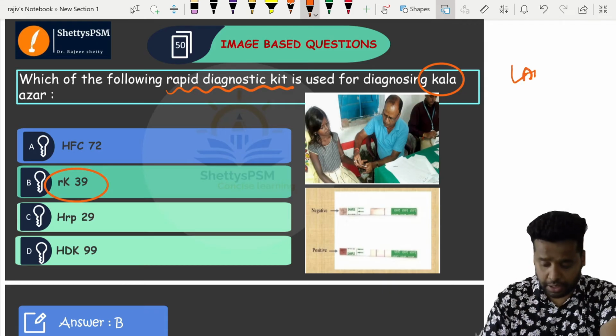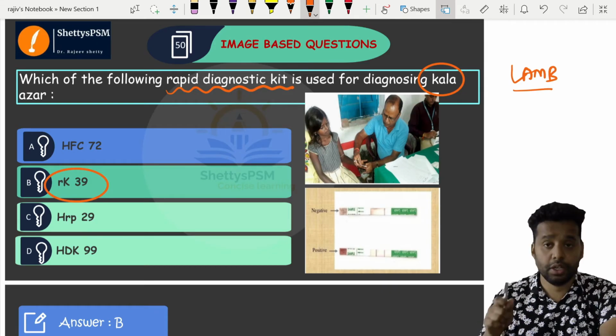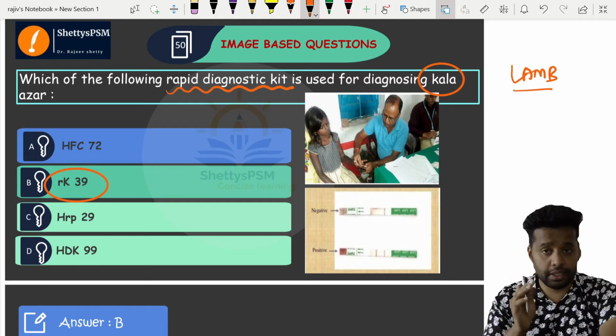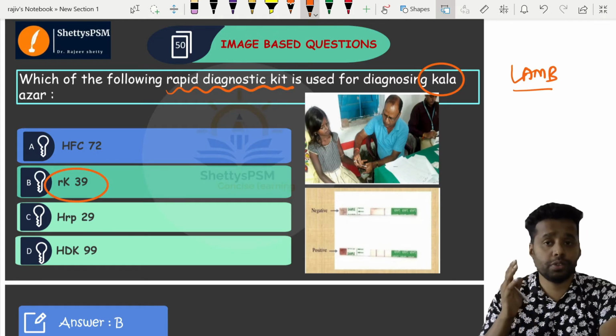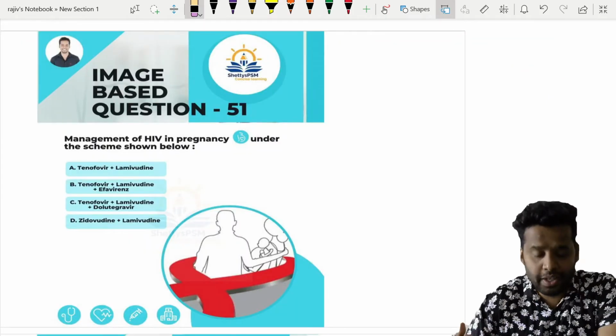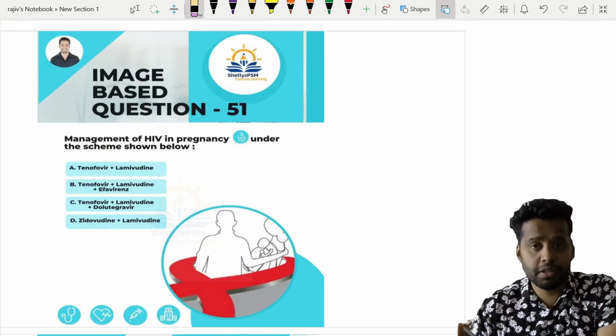Drug of choice is LAM, liposomal amphotericin B. What is the diagnostic kit? RK39. What is the drug of choice? Liposomal amphotericin B. So the next question on HIV management in pregnancy.